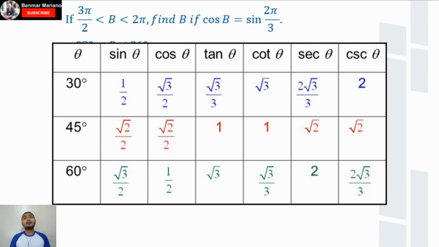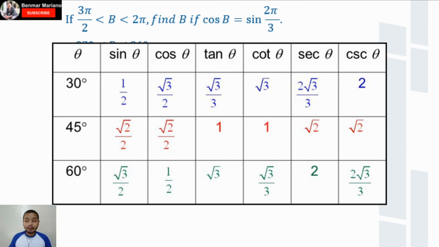Say for example, I'm not going to give a special angle. Say for example, we have sine 40. Sine 40 is equivalent to cosine 50. Another one, tangent 80 is equivalent to cotangent 10. Cosecant 20 is equivalent to secant 70. Cosine 70 is equivalent to sine 20. So I hope that you understand what I mean when I show this table.